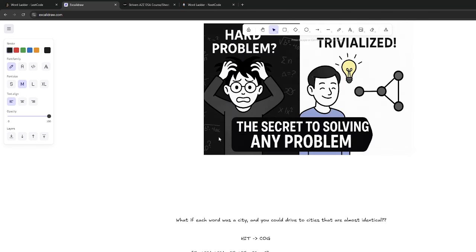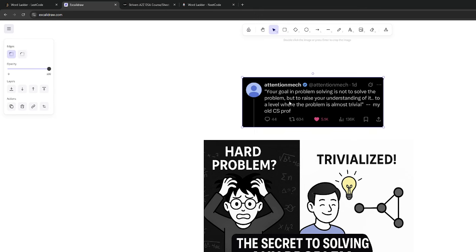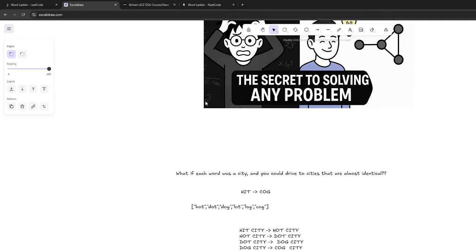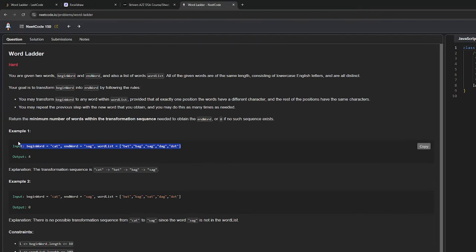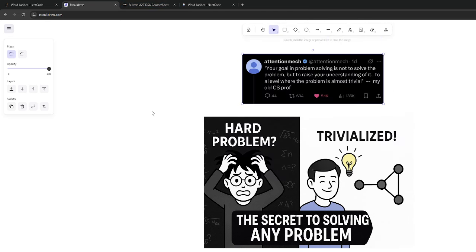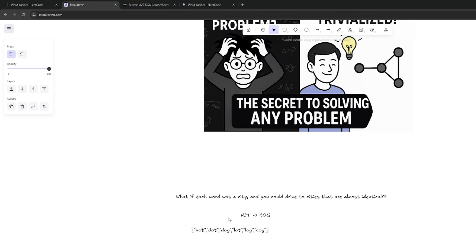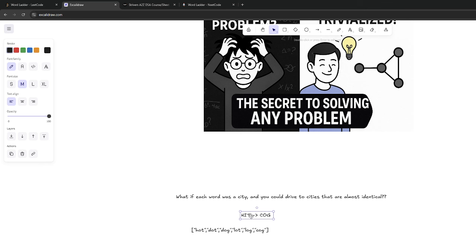So, originally, the tweet says your goal is to raise your understanding of it. That's all we have to do here. We look at this and we somehow understand it as some weird string problem. We see a lot of strings everywhere. But if we raise our understanding just a little bit and we think, well, if these are all cities, what's the shortest path from this city to this city? And suddenly, just like that, voila, we solved the problem.